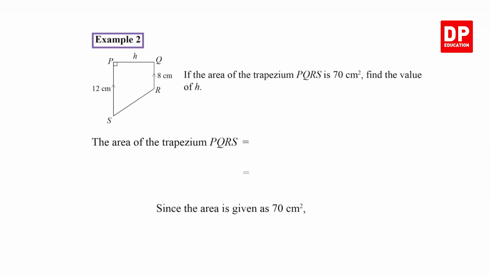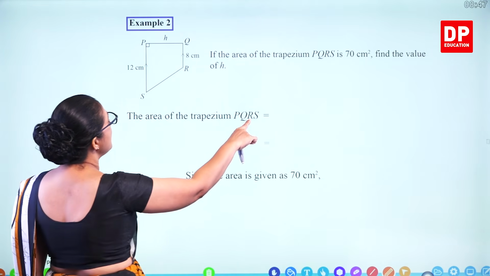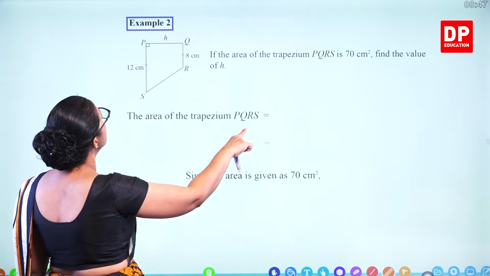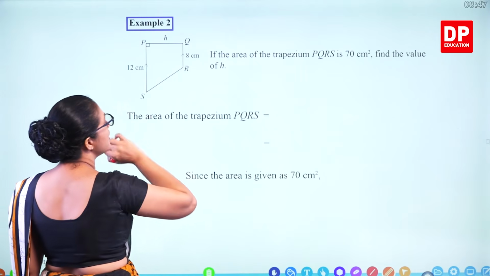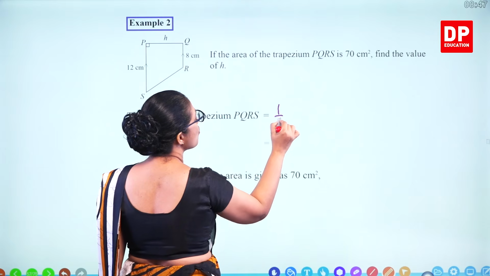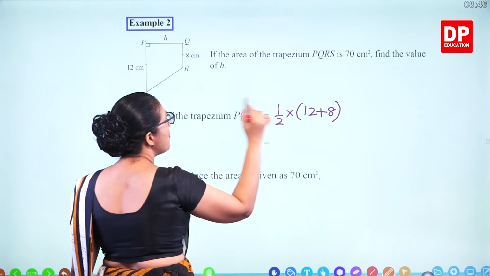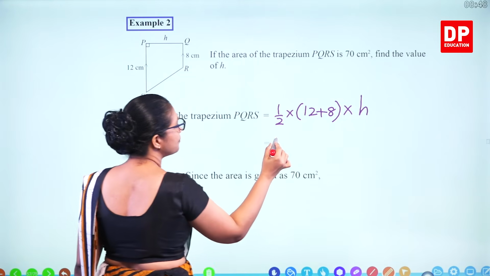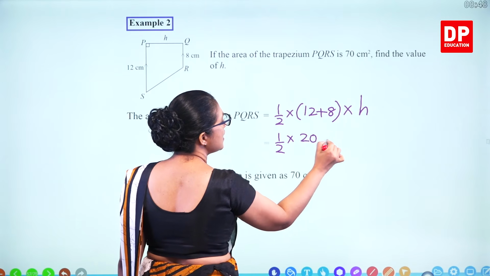If the area of trapezium PQRS is 70 square centimeters, find the value of h. So you can use the area formula. Area is 70. And how can we find out using the given information? The two parallel lengths 12 and 8. So half times 12 plus 8, and then the perpendicular height is h. So half into 12 plus 8 means 20 h.